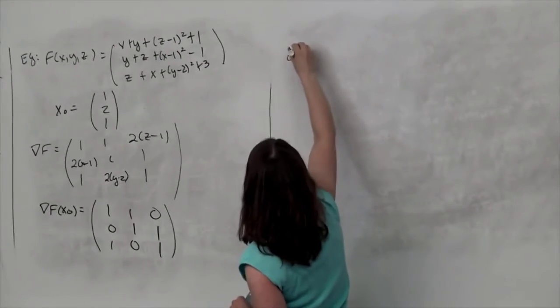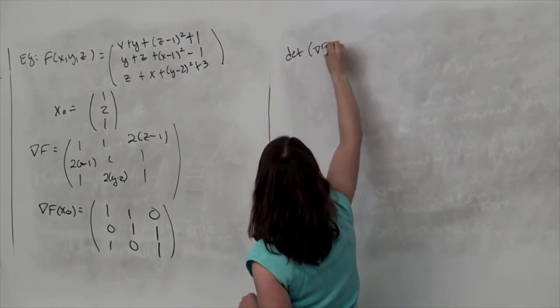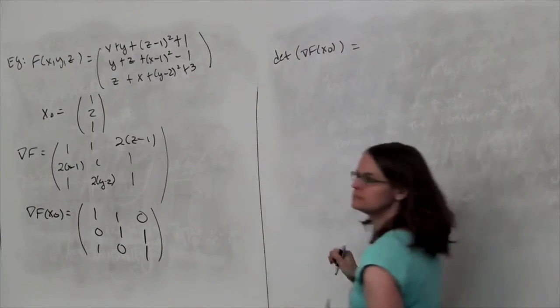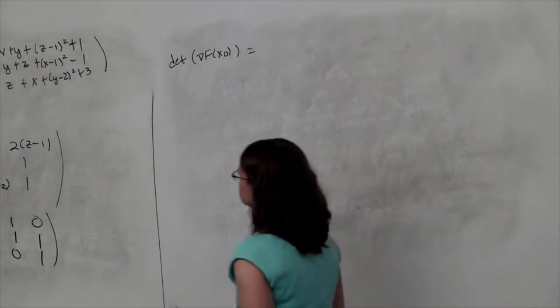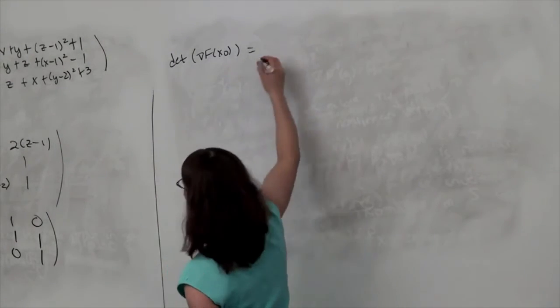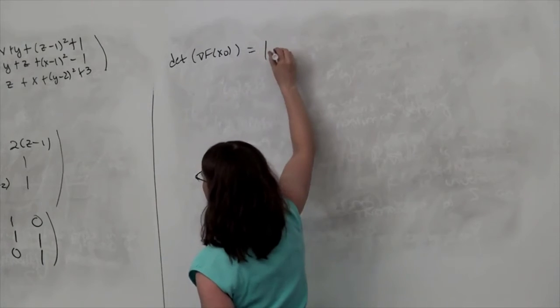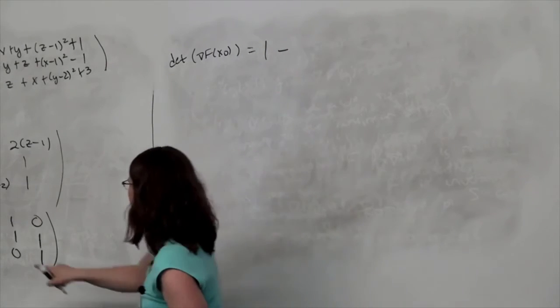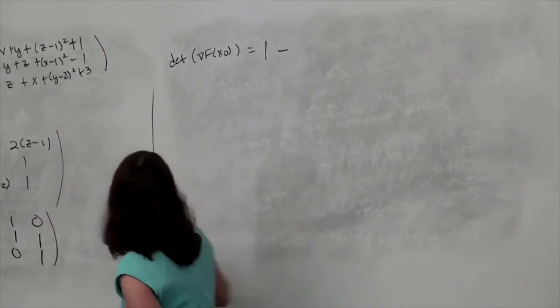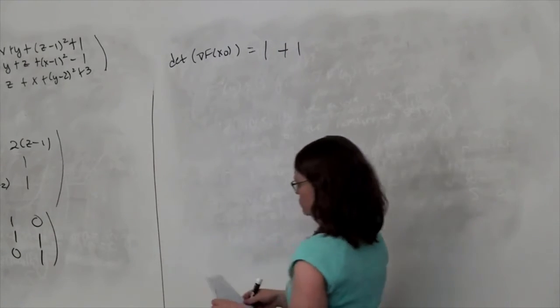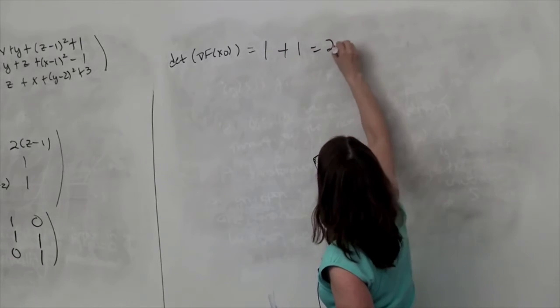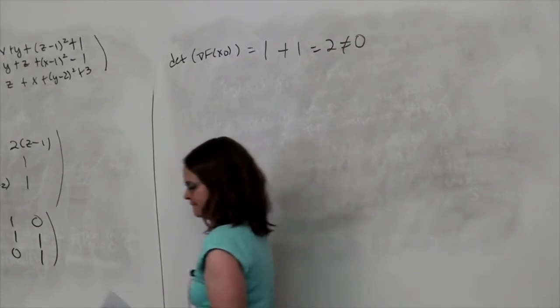Okay, we could compute the determinant. Let's see, what do we get? We get 1 times 1 minus 1 times 0 minus 1. And then that's a 0. So this is not 0. So that's good.